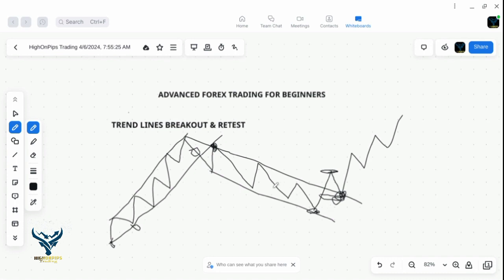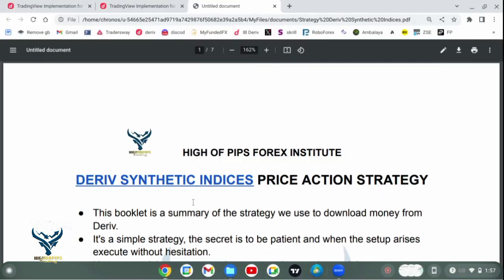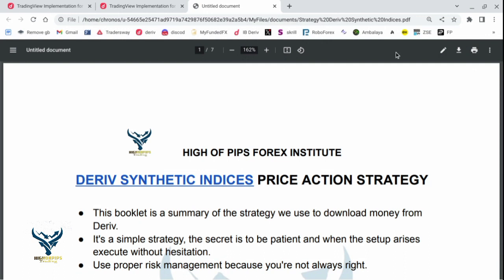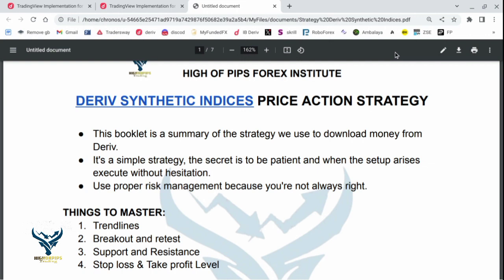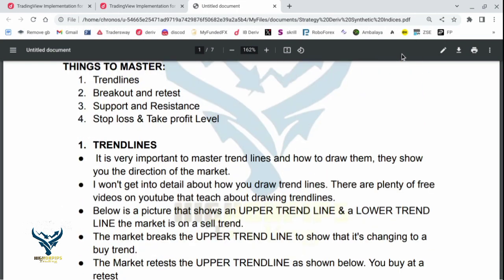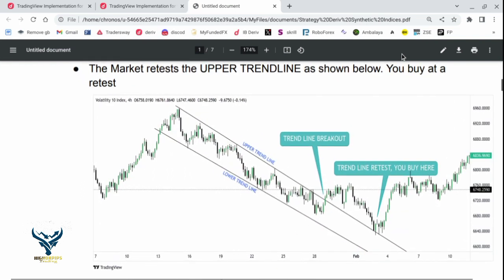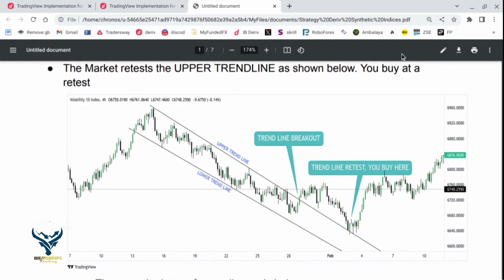Okay, so now let's go to our PDF so that I can show you what I mean by trend line breakout and retest. Okay, so based on this book, I'm sure some of you received this book.